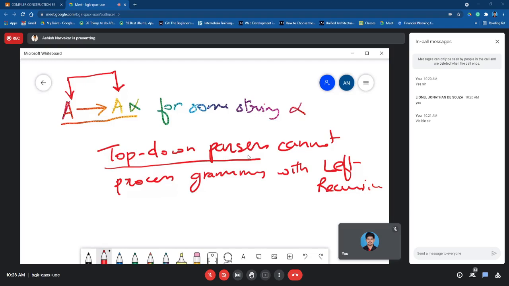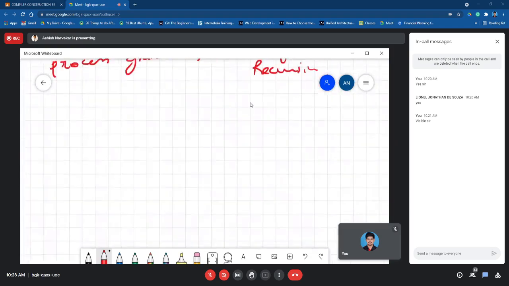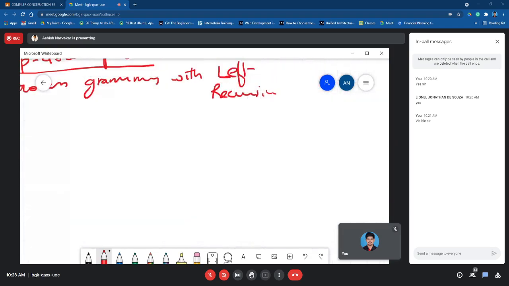Okay. So having understood what left recursion is, let's start with the main topic, that is elimination of left recursion.